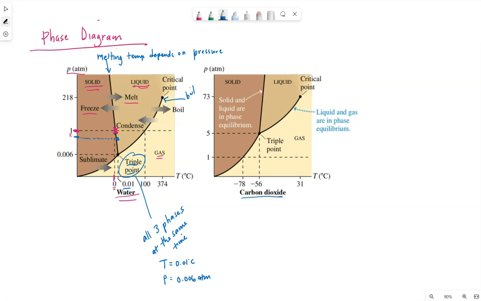Now, carbon dioxide, on the other hand, this triple point is something that we can reach. If you've ever heard of dry ice bombs, this is what's happening. If you get some dry ice and put it in a container and it starts to sublimate, meaning going from solid to gas, the pressure will start to increase. And we can reach pressures and temperatures where we meet that triple point.